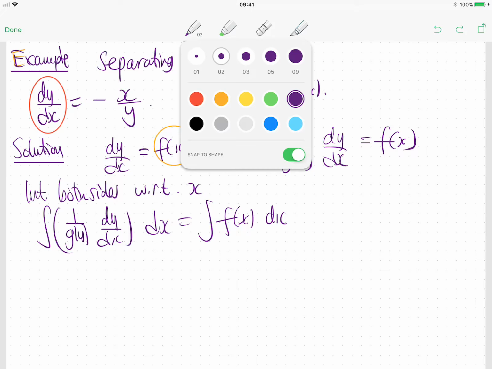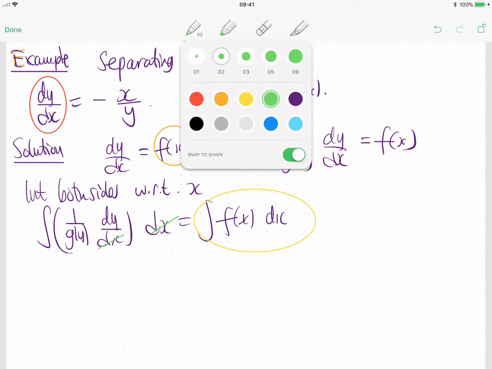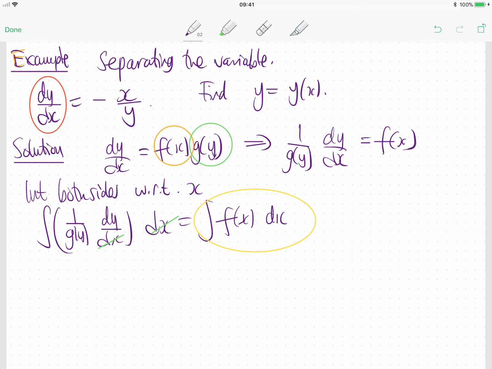Well, the right hand side, we just need to calculate that integral. How about the left hand side? Well, the x's cancel and I'm left with some integral with just the y variable. Okay, and from that I'm going to get some y, and I'm going to, depending on the situation, isolate the y function.